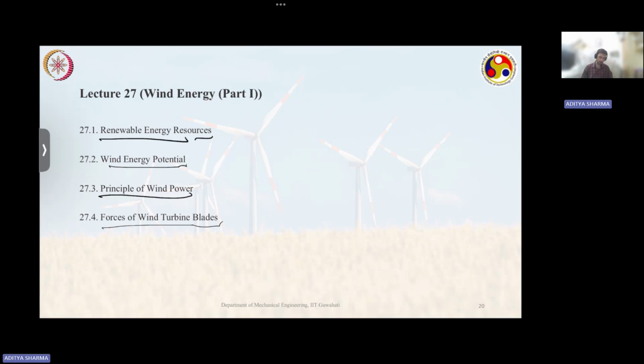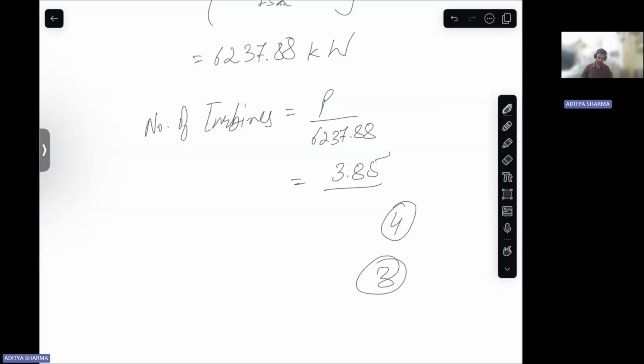Renewable energy resources. We know renewable energy resources are those that can be renewed. Fossil fuel, petrol, diesel, coal, all are non-renewable. Wind energy, solar energy, geothermal energy, tidal energy. These are sources of renewable energies. Okay. So in the renewable energy resources, wind energy will be discussed in the next 2 lectures, or has been discussed.